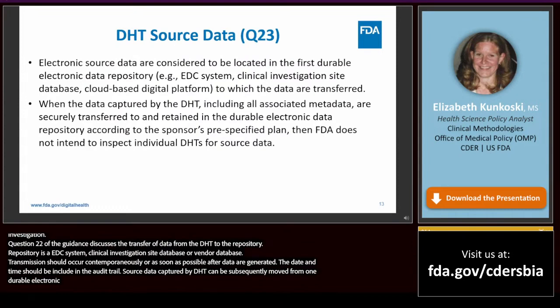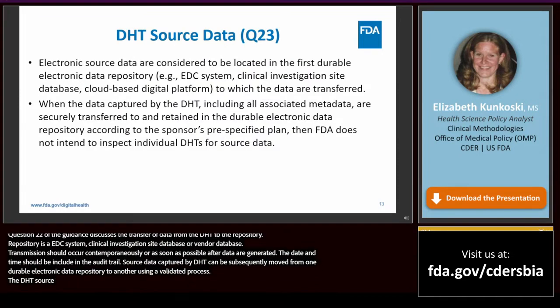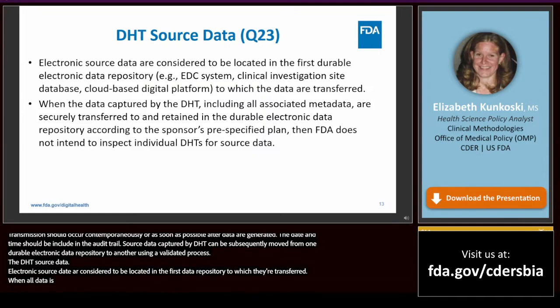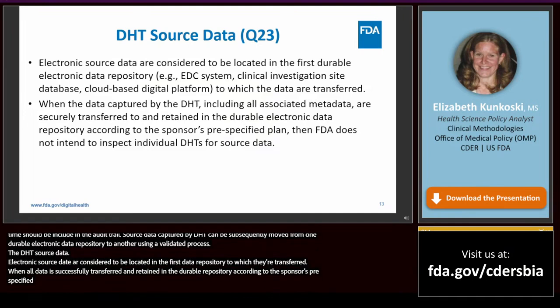DHT source data. Electronic source data are considered to be located in the first durable electronic data repository to which the data are transferred. When the data captured by the DHT, including all associated metadata, are securely transferred to and retained in the durable electronic data repository, according to the sponsor's pre-specified plan, then FDA does not intend to inspect individual DHTs for source data.